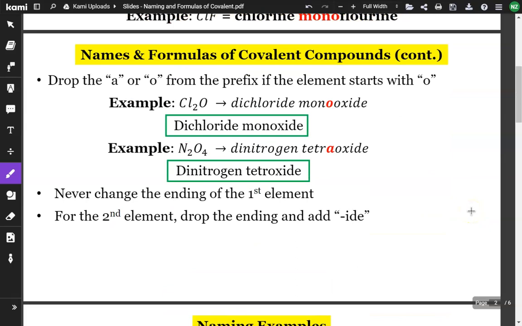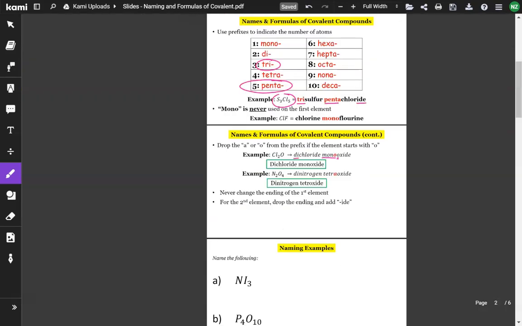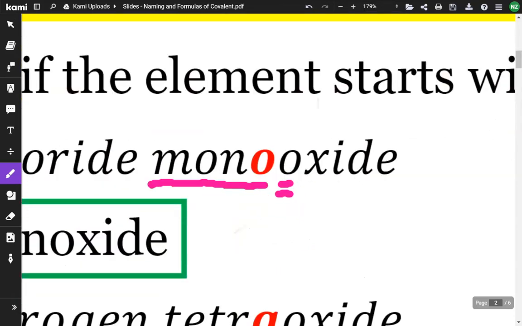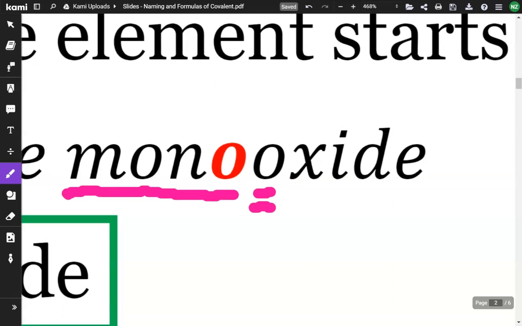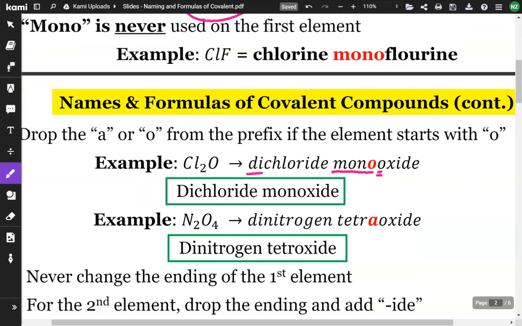Okay, let's take a look at some weird cases here. In the first example, I have chlorine, and there are 2 of them, so I would add the prefix di. Oxygen, there is only 1 of them, so I would add the prefix mono. But wait a second, oxygen starts with the letter O. How would you even pronounce that? Monooxide? That just doesn't look right. So what we do instead is we drop that double O. We get rid of that extra O, and it becomes dichlorine monoxide.